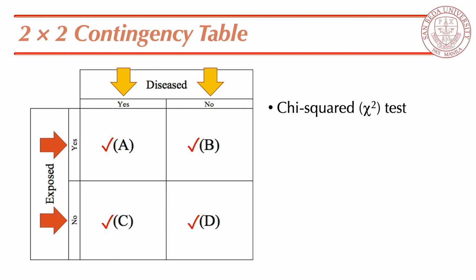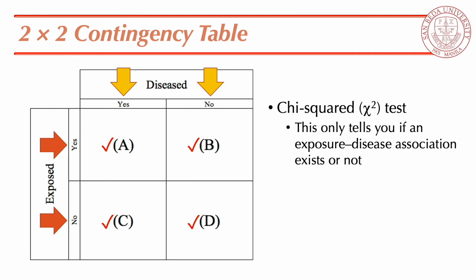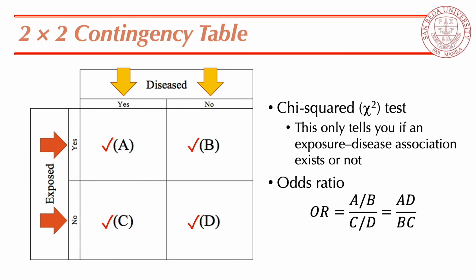Now, the issue with chi-square is that it only tells you if an association exists or not. You will need, however, to compute for the odds ratio to be able to quantify the strength of the relationship, to see if this relationship is statistically significant or not. That is, however, beyond the scope of this video lectures, but you will be revisiting them in Medical Research 2 in the second semester. Now, similarly, you may have already covered this to a certain extent under Medical Research 1.